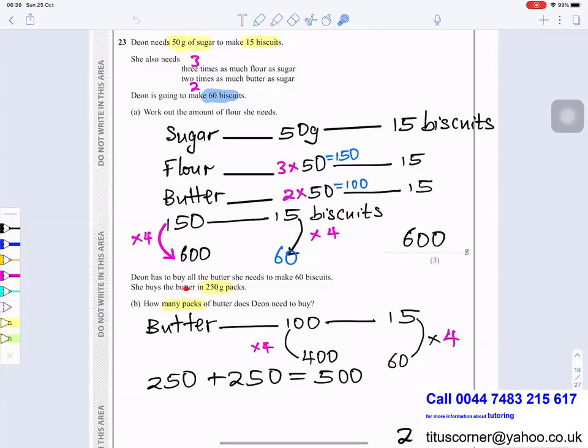But she buys butter in 250-gram packs. That means to get 400, you have to buy 2 packs. 250 plus 250 will give you 500. So to get 400, you have to buy 2 packs.